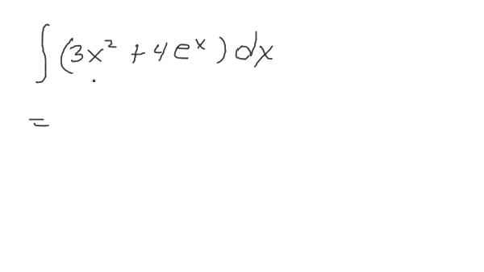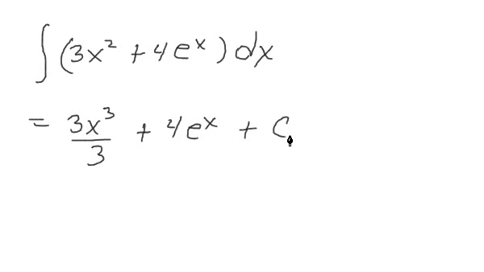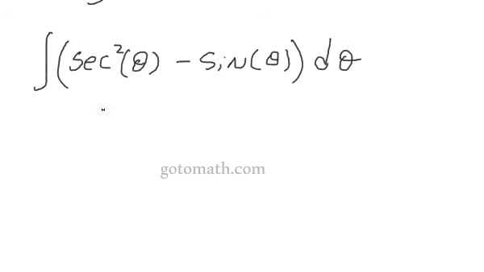Oh, look at this guy here. He popped up out of nowhere. So this is 3x to the third over 3 plus, now remember what the integral of e to the x is. It's just e to the x, right? So this becomes 4e to the x plus c. And of course we can always take the derivative and check our work.